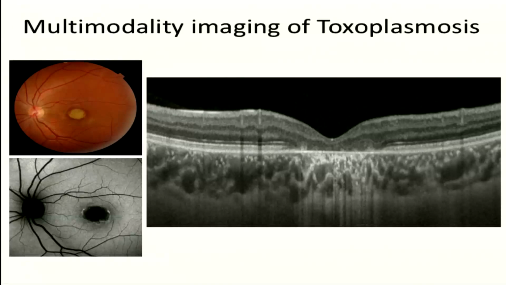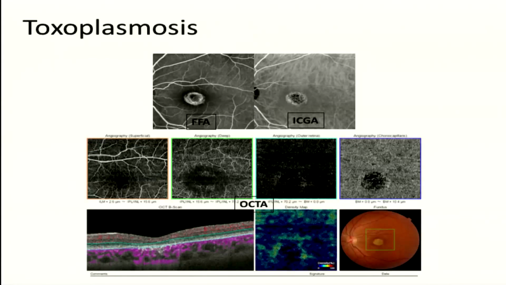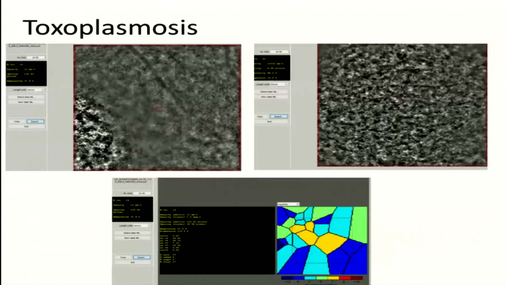This is a case of multimodality imaging of toxoplasmosis. And here is the AO mapping done. The left hand side is the margin of the toxo scar, and the central scar is depicted in the right hand side, where there is again no visualization of hexagonal cone structure.